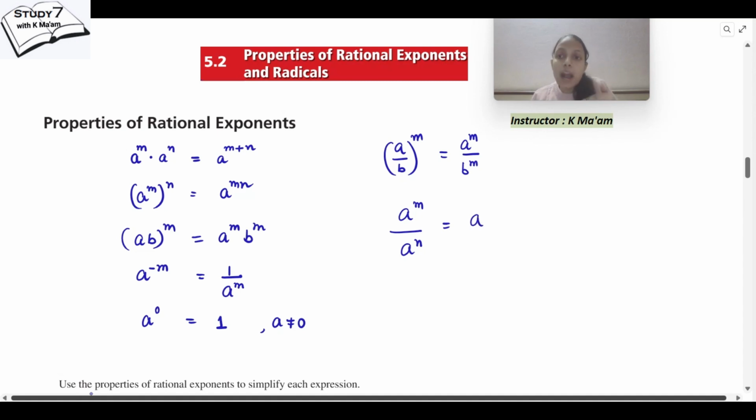The denominator power should go to the numerator and change to negative. It will be a power m minus n. And if the denominator is 0, this term is not defined. So in the first case, b cannot be 0, and in this case, a cannot be 0.